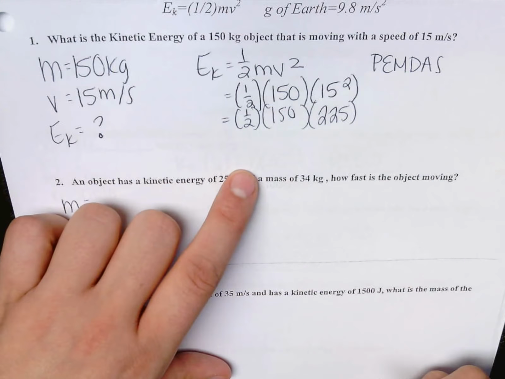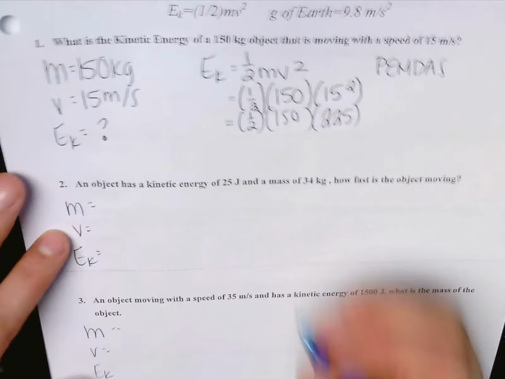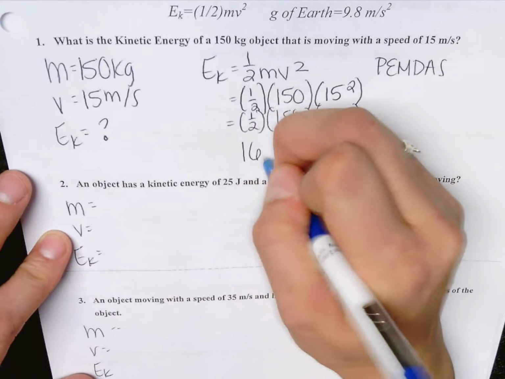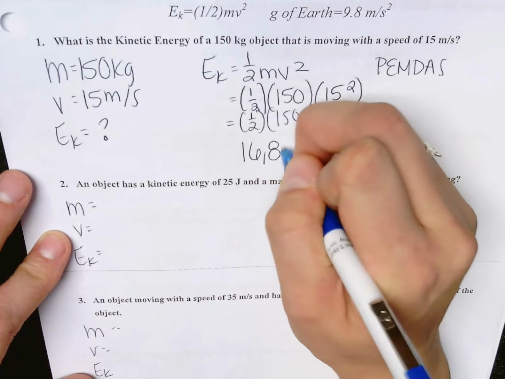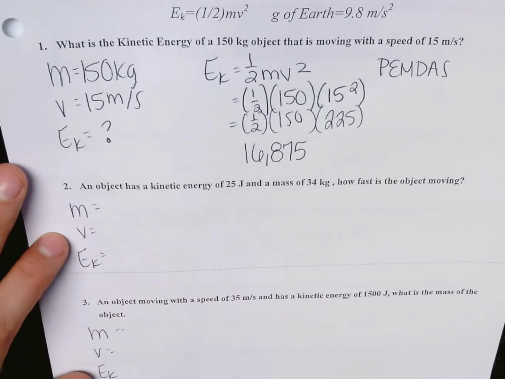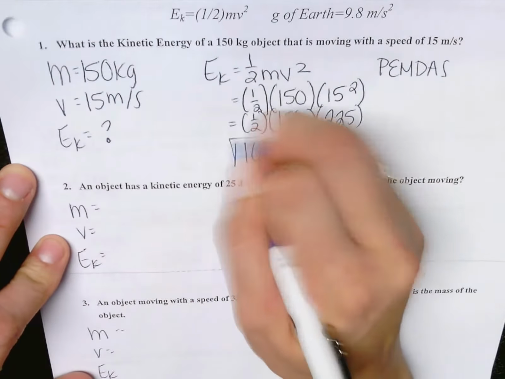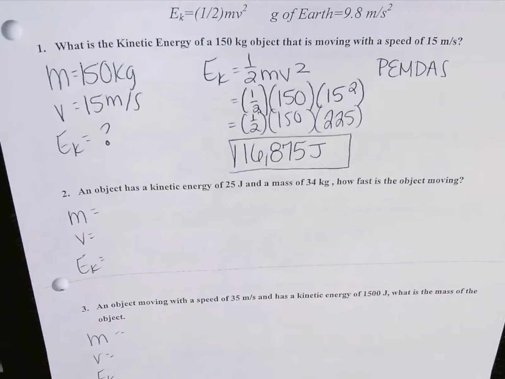From here, all we have to do is multiply these three numbers together. And Kylie, what are our units going to be in? Joules. Yes, because we're solving for energy. So the answer is going to be 16,875 joules. I didn't get that when I multiplied it. Double check.